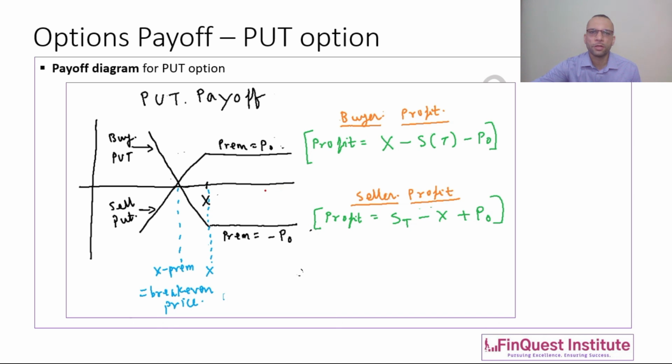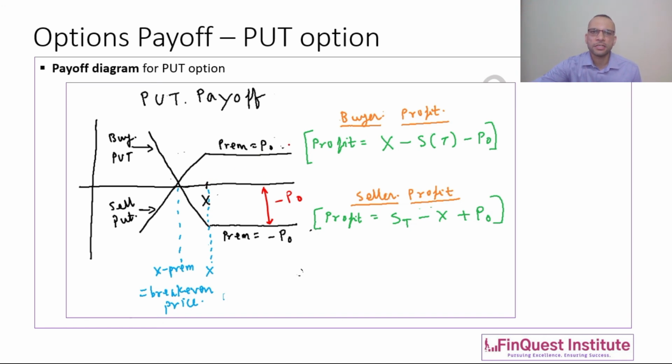Similar to a call option, whenever I am buying a put option, I have to pay a certain premium. So that premium is represented by P0, or minus P0 to be precise. So this is a cash outflow from an option buyer to the option seller. And the put will start generating a positive payoff whenever the underlying price falls below the strike price X.